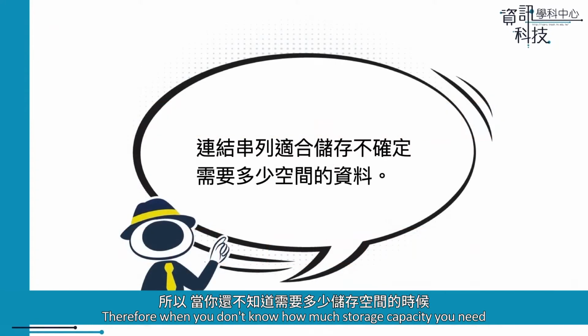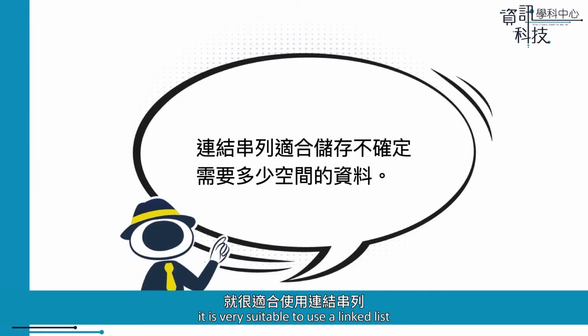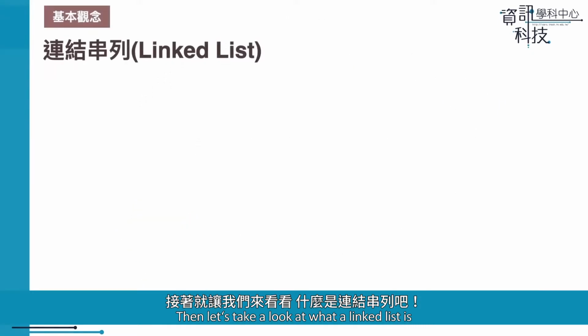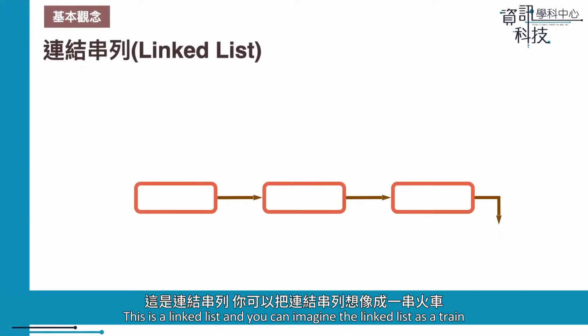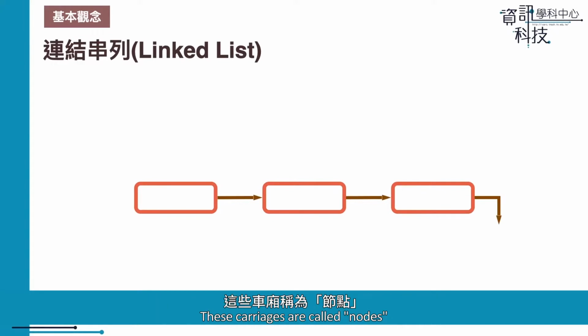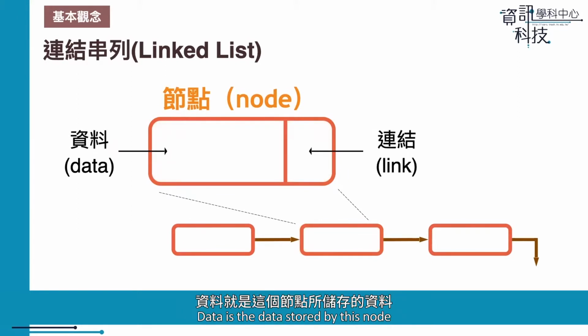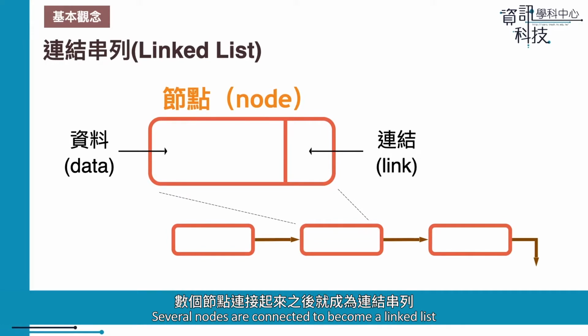Therefore, when you don't know how much storage capacity you need, it is very suitable to use a linked list. Then, let's take a look at what a linked list is. This is a linked list, and you can imagine the linked list as a train. These carriages are called nodes, and the nodes mainly consist of two parts, data and link. Data is the data stored by this node, and the link stores the address of the next node. Several nodes are connected to become a linked list.